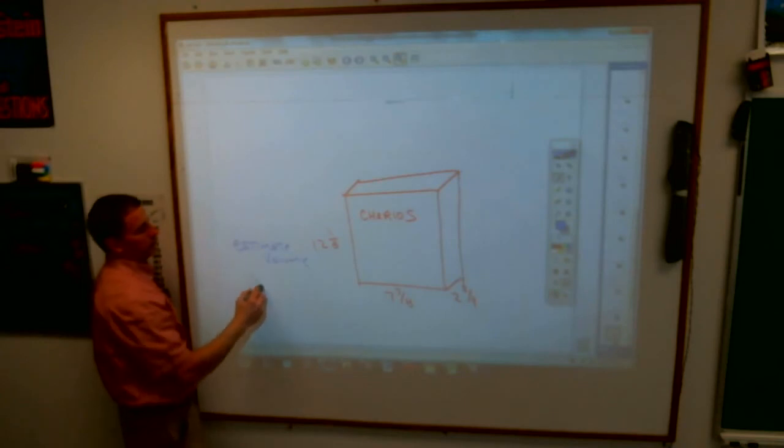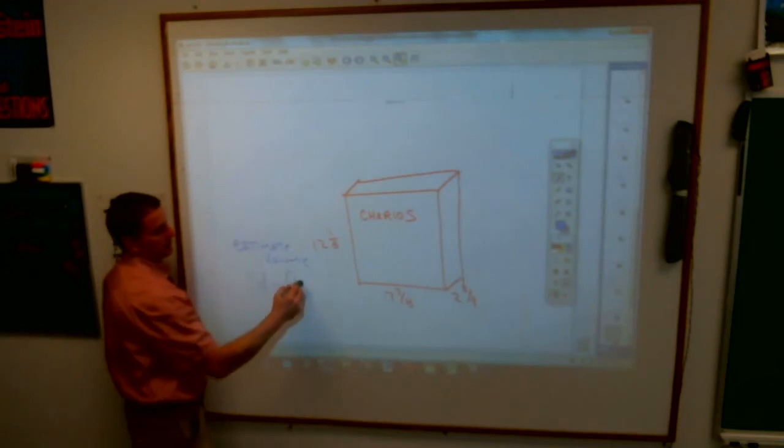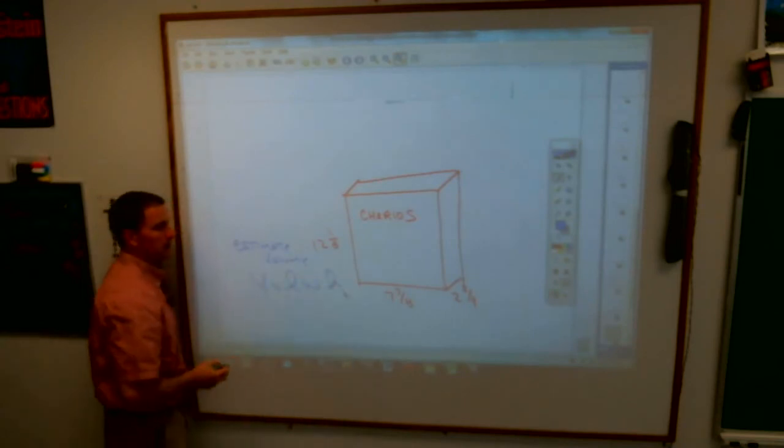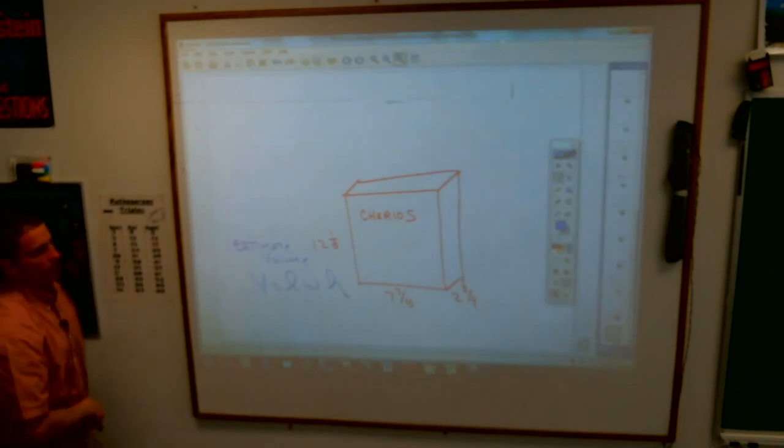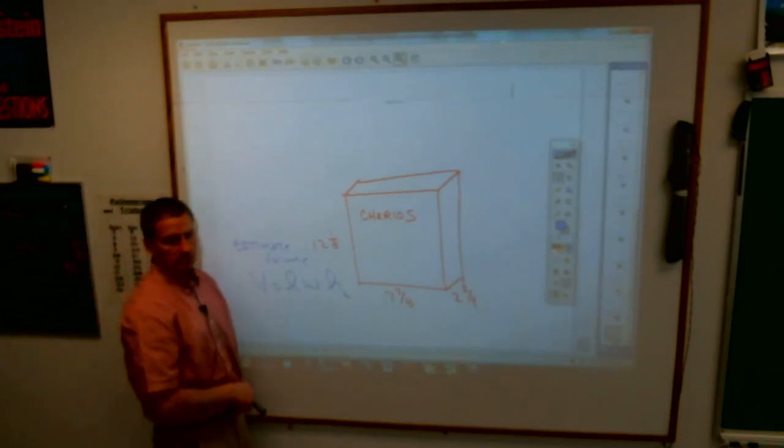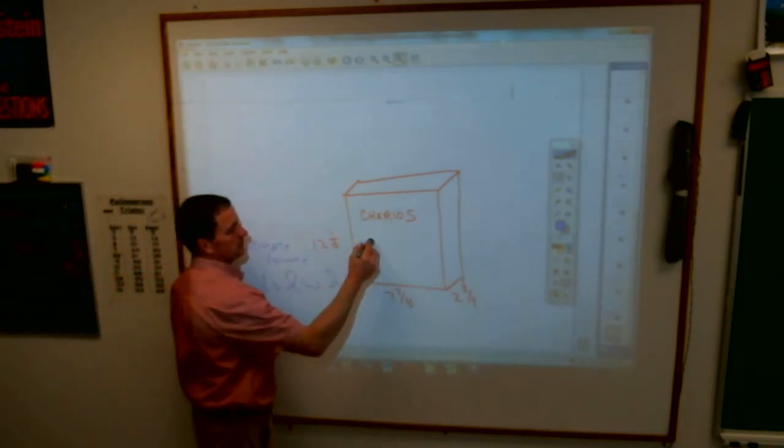So you write down the formula for volume, which is length times width times height. But the book is nice because you get to estimate what you would change those numbers to be. 12 1/8, you would make what? Lauren? Yeah, I make this 12 inches.